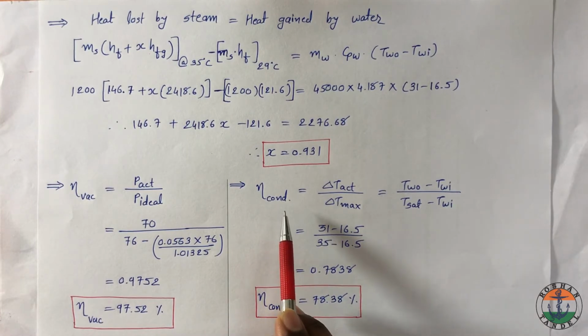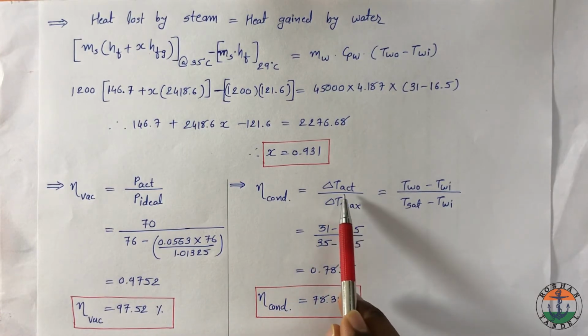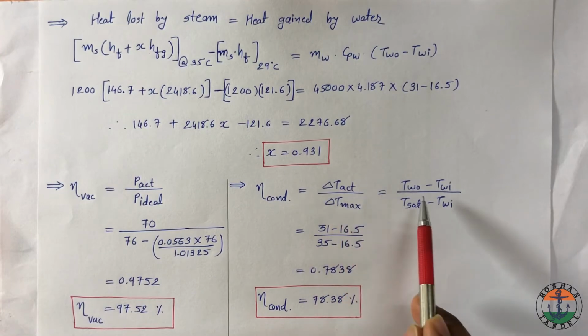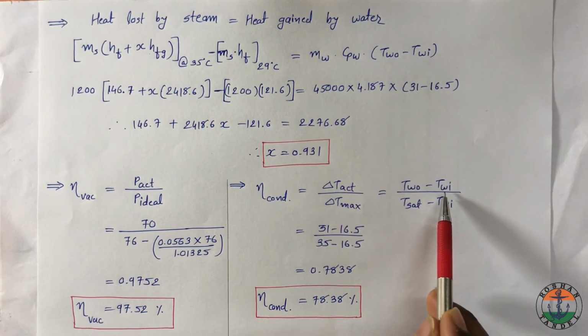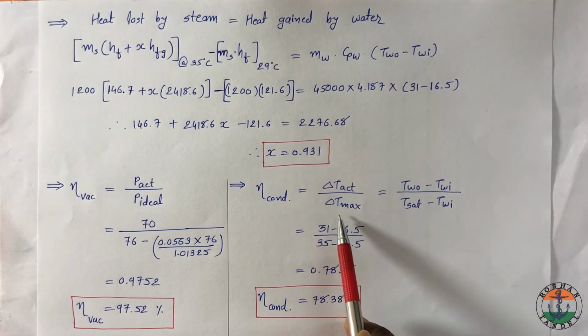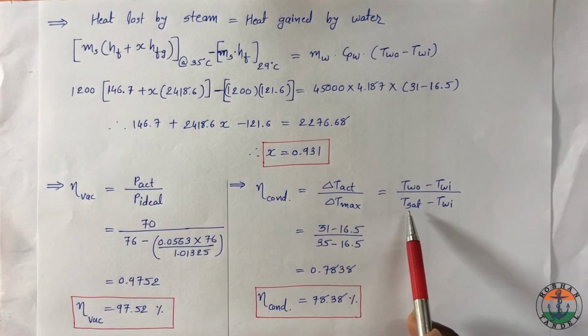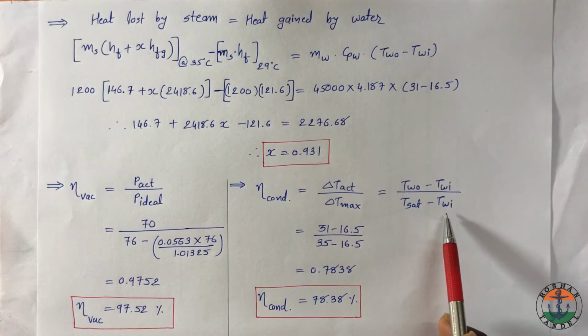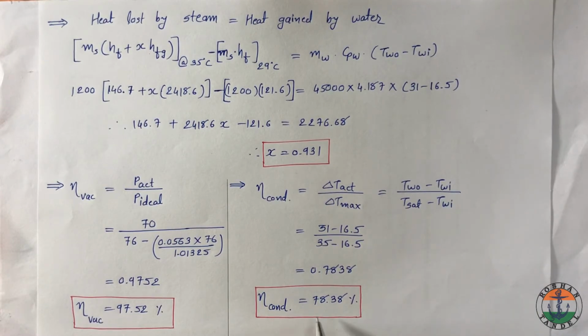Condenser efficiency can be found by actual temperature rise of cooling water TWO minus TWI divided by maximum possible temperature rise of cooling water, which is equal to T saturation minus TWI. You will get condenser efficiency as 78.38%.